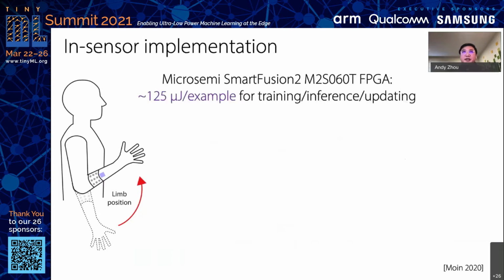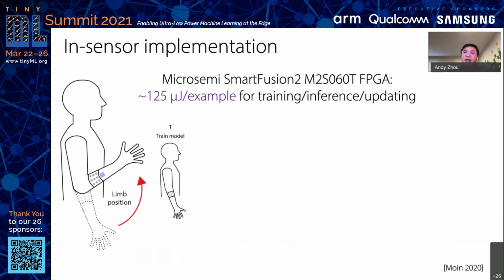We've actually demonstrated this before in previous work, where we've taken the entire HD classification flow and implemented it in the FPGA onboard our wearable EMG sensor. And we were able to achieve about 125 microjoules per example when training, performing inference, or updating the model. And we demonstrated that with an experiment in 2 different limb positions.